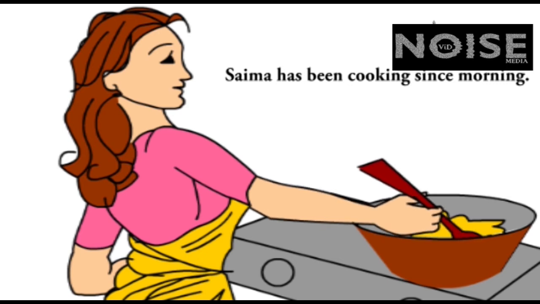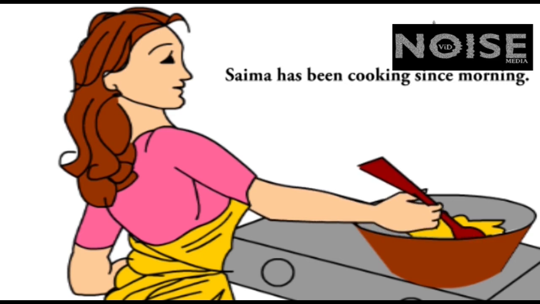Why has? Because Saima, we're talking about a single person, a girl. Saima has been cooking. And the ing form, because it is continuous. Since morning, because morning time is mentioned, we must use since. Saima has been cooking since morning.